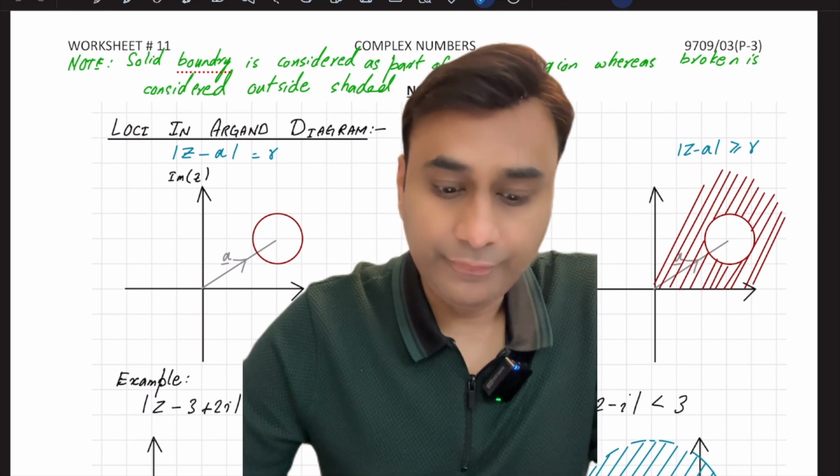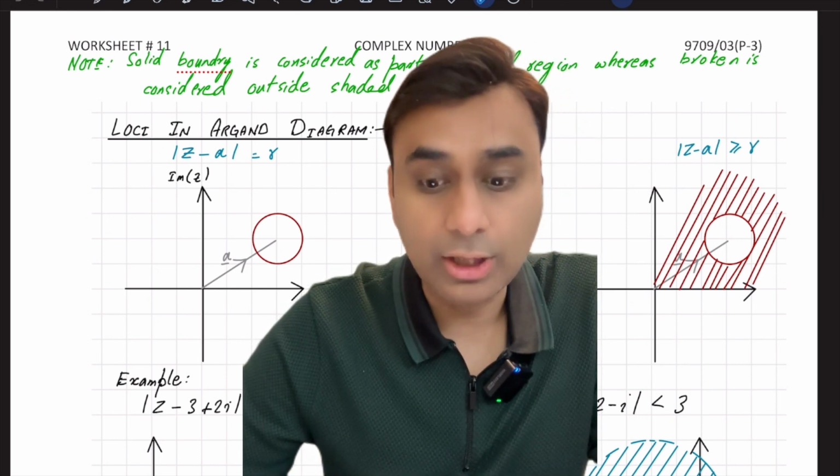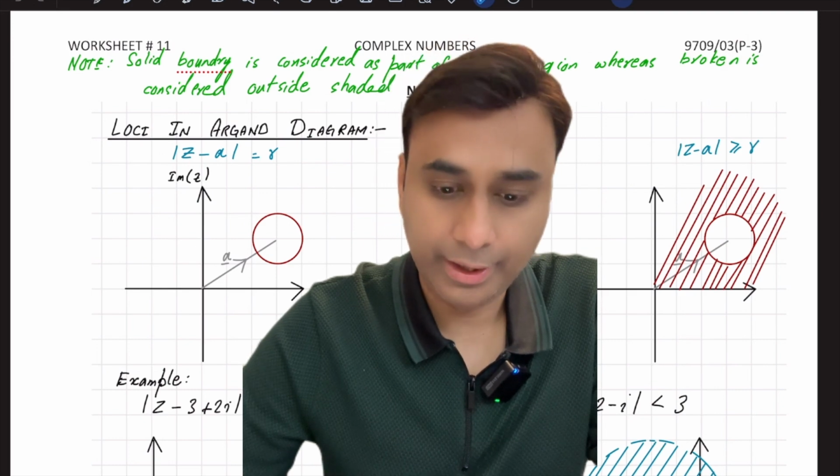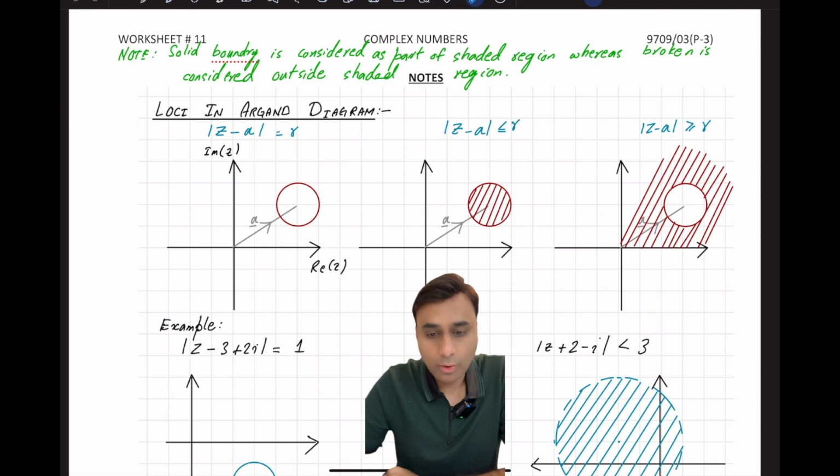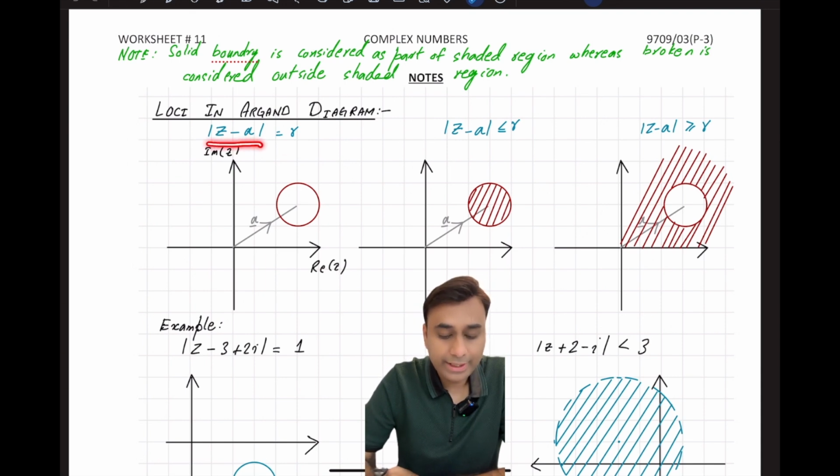In this video, we will discuss how to represent a locus of points in an Argand diagram using a complex number. You have to identify certain forms, like if you are given modulus of z minus a is equal to r, and you have to see all the points which satisfy the complex number z. It will always be a circle.